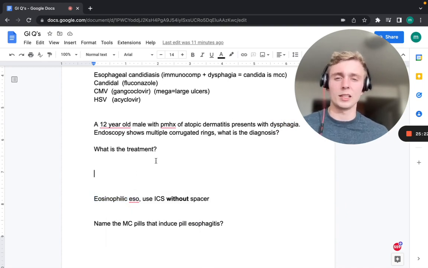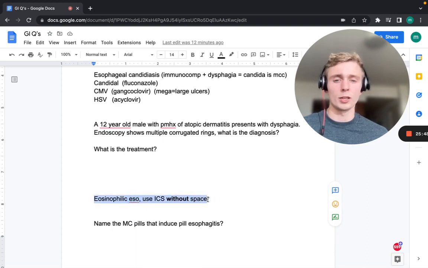And classically, like we said, the multiple corrugated rings for eosinophilic esophagitis. The treatment is the use of inhaled corticosteroids without a spacer, however. Without a spacer is going to help it get into that throat, get into that esophagus more specifically, whereas if you did use a spacer, that's going to help more the lungs and the respiratory tract. So without a spacer is the treatment for eosinophilic esophagitis, because it is eosinophils after all. So we want to use an anti-inflammatory like a corticosteroid.